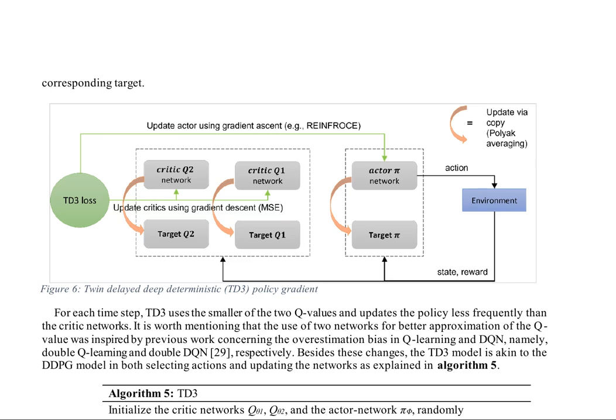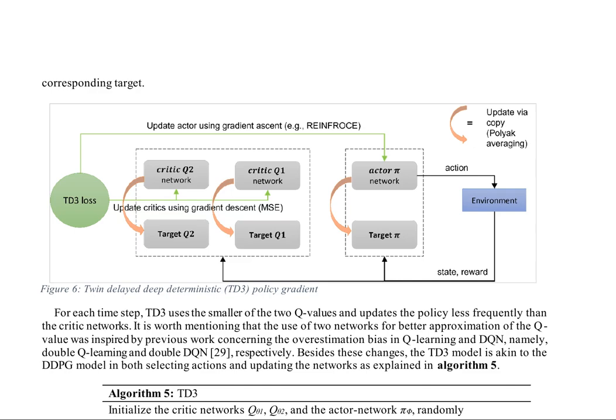The twin-delayed deep deterministic (TD3) policy gradient algorithm employs two critic networks to approximate the Q value, mitigating the overestimation bias inherent in Q-learning and deep Q networks (DQN). The TD3 model updates the policy less frequently than the critic networks, using the smaller of the two Q values. This approach is inspired by double Q-learning and double DQN, which also utilize two networks for improved Q-value approximation.